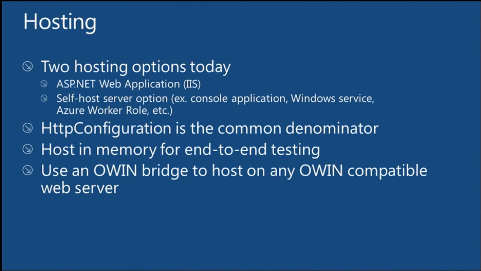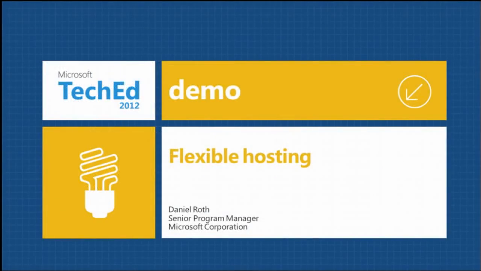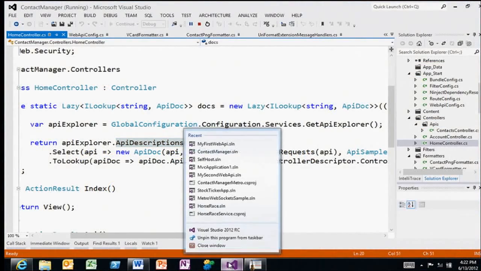You could put Web API on top of an OWIN bridge. OWIN is a specification for an interaction between a web server and a web application stack. And there's an OWIN bridge that someone wrote. It's out there on NuGet for Web API. And using that, you could put Web API on a third-party web server like Kayak or Firefly. Let me show you an example of hosting in self-host.